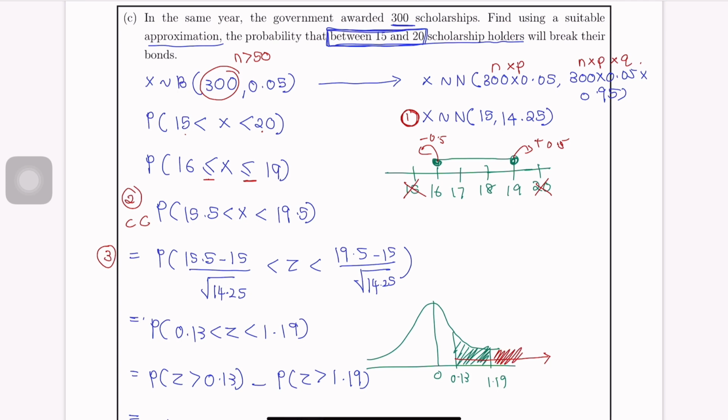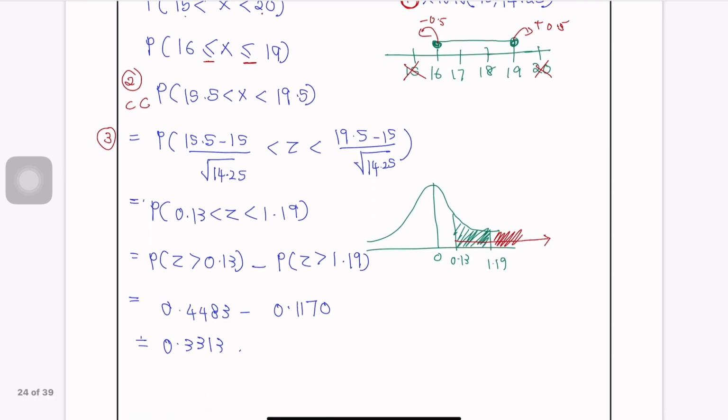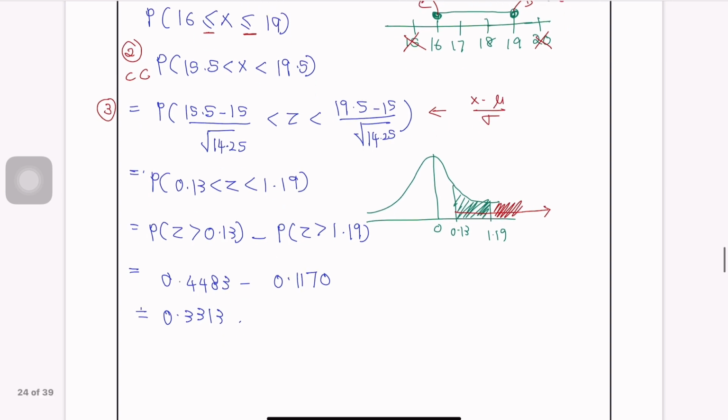Then the third step is to standardize it by using the formula x minus mean over standard deviation. If you're not sure which area to minus from which area, just draw the bell-shaped curve.